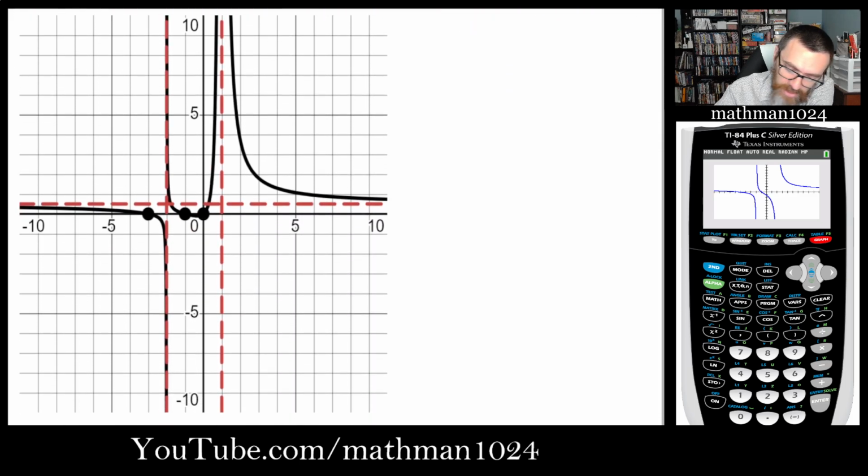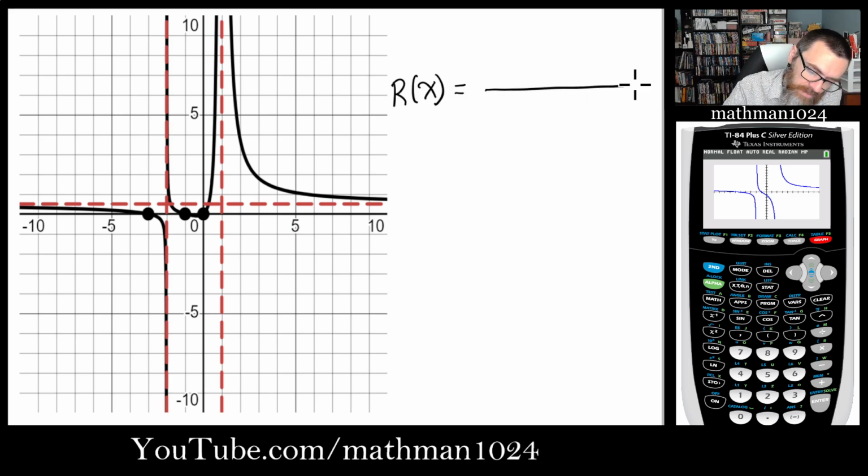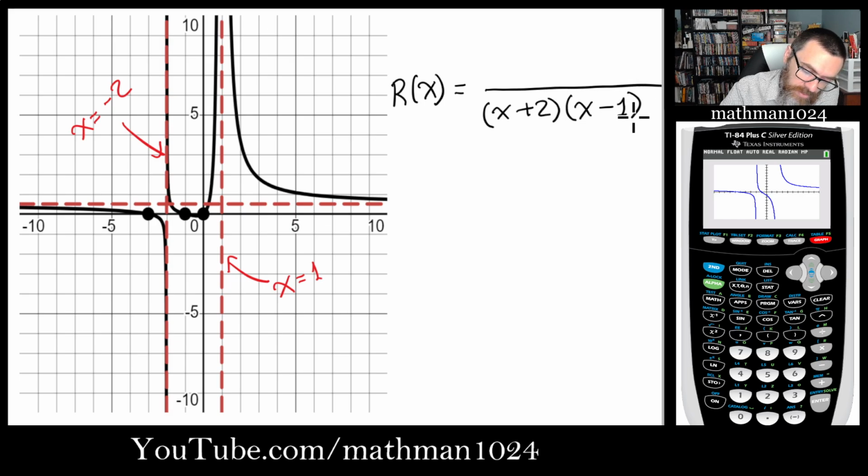For this next one, let's see how good we are at identifying the factors that make this up. We got a lot of things going on here. First of all, we see that we do have two vertical asymptotes. So we've got this one right here, which is x equals -2, and here's this one that's x equals +1. So right away, we can say that in the denominator we have x plus 2 and x minus 1.